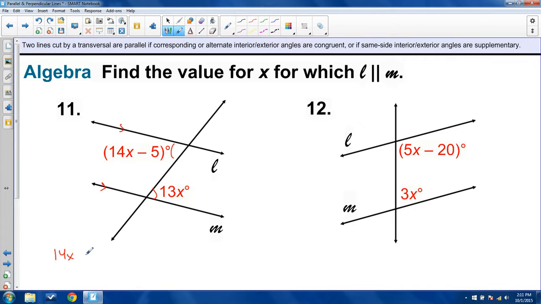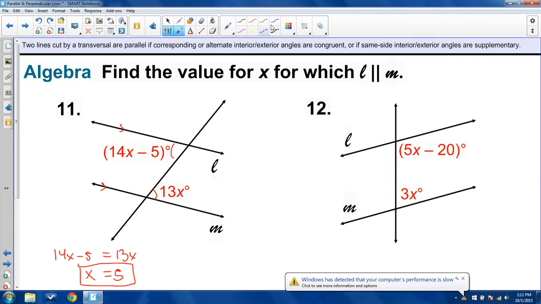Now alternate interior angles are congruent when lines are parallel, so 14x minus 5 equals 13x. So to solve for x, I'm going to subtract 13x on both sides here, and I'll get 1x. I'm going to add 5 on both sides here, and I get 5. The instructions only ask to find the value for x. They did not ask to find the angle measure. However, if you wanted to find it, you could substitute 5 into the expression 13x, or into the expression 14x minus 5, and you should be getting the same number. So it's still a good double checking measure, even if you don't need to solve for it.